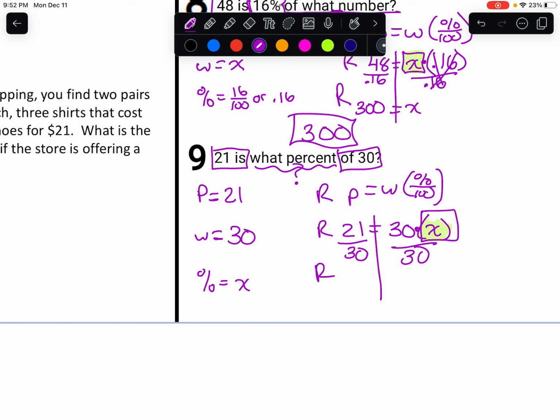When we do that on the right-hand side, we get x equals, because the 30s cancel out, 21 divided by 30 is 0.7. Now, I know what you're thinking. You're probably like, yes, I'm done. This is awesome. But you're not, because 0.7 is not a percentage. We need to then take this number and times it by 100 to get our percent of 70%. Or you could use the shortcut by simply moving the decimal point 2 places to the right.